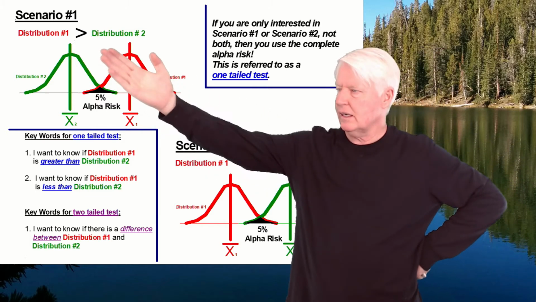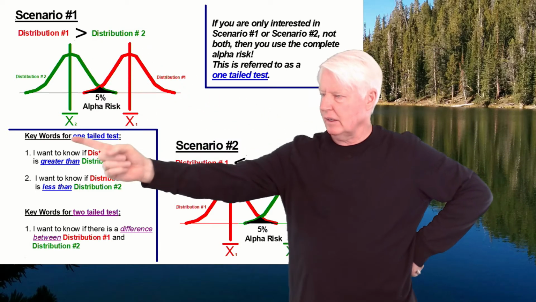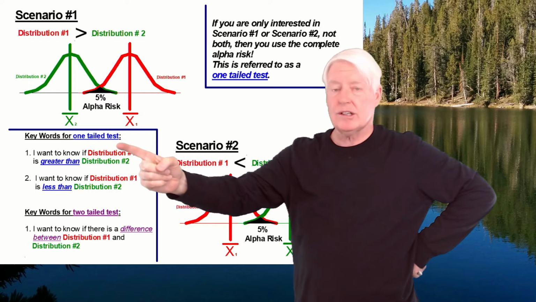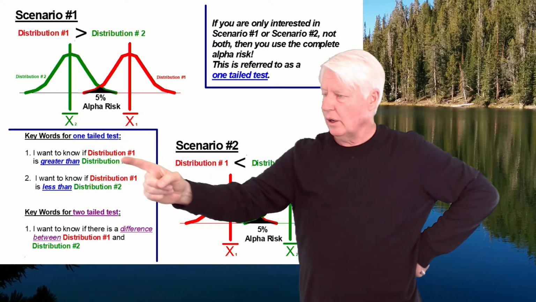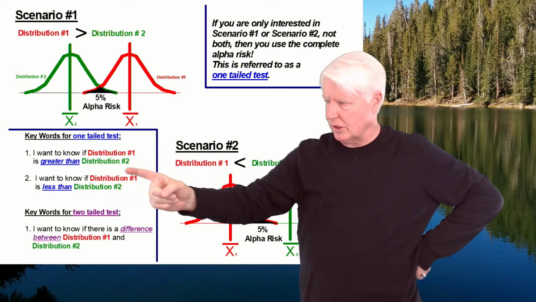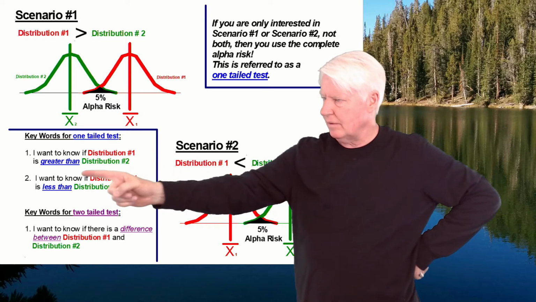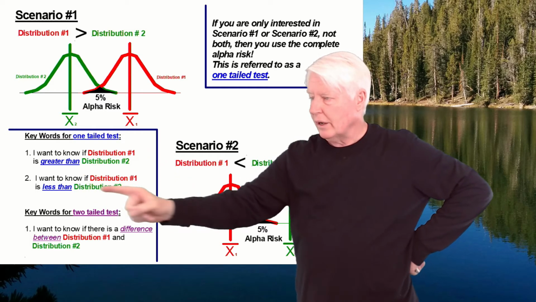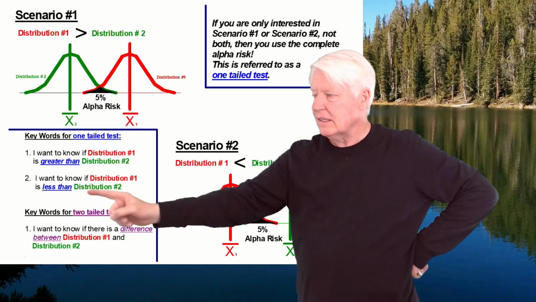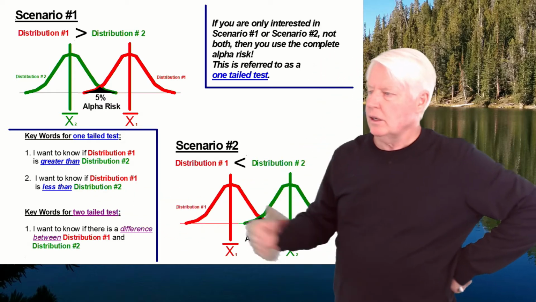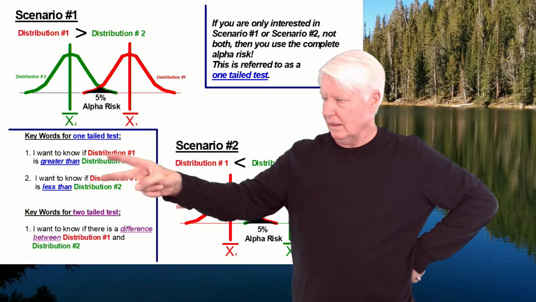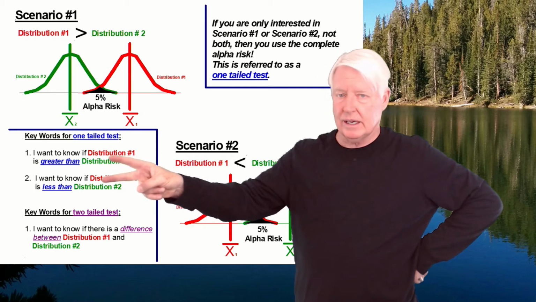We discussed greater than, a one-tailed test. Look at this, keywords for one-tailed tests. It's all about keywords. I want to know if distribution 1 is greater than distribution 2. Could be average or standard deviation. Or I want to know if distribution 1 is less than distribution 2. Notice these are both one-tailed. These are the keywords for a one-tailed test.